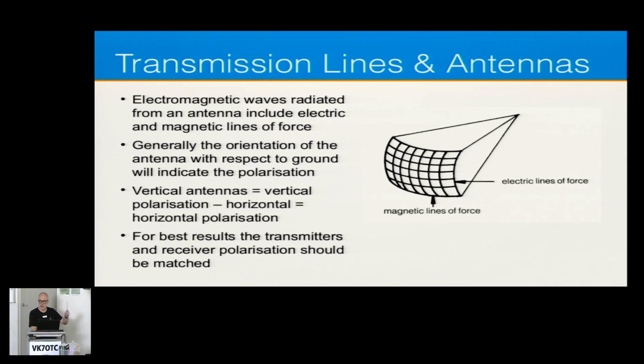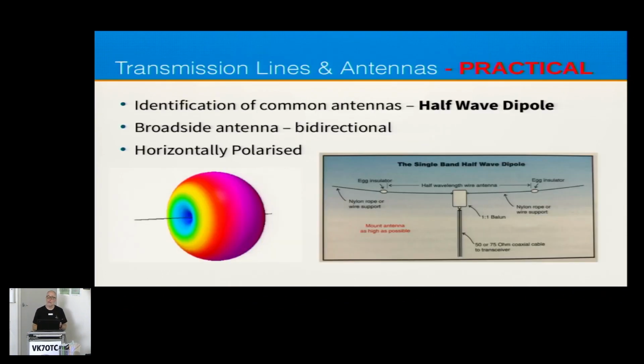You need to have the polarisation of your antenna matched, because if one is horizontal and one is vertical, there is a whole lot of loss introduced. There is quite a bit of loss introduced. So, for best results, transmitters and receivers polarisation should be matched.